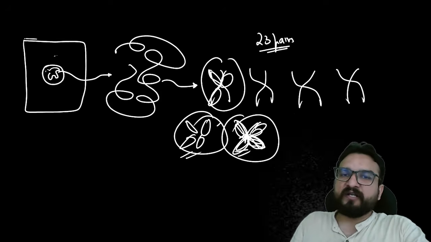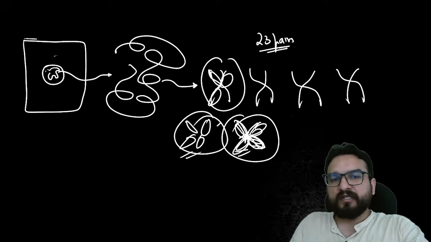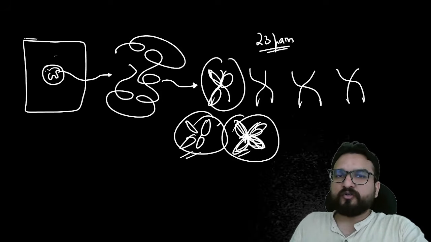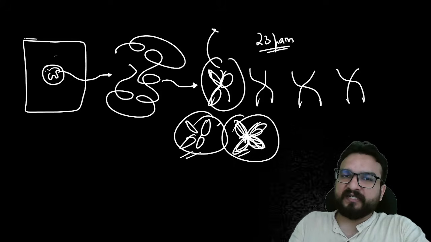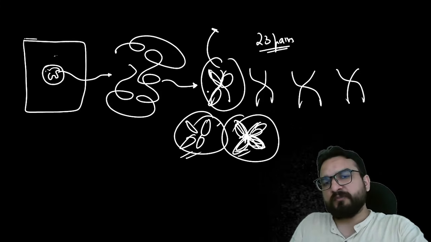In peas you will be finding 14, in wheat and maize you will find 20. Likewise you are going to find these chromosomes, and these chromosomes represent nothing but a particular species. 23 pairs in Homo sapiens you will be finding.